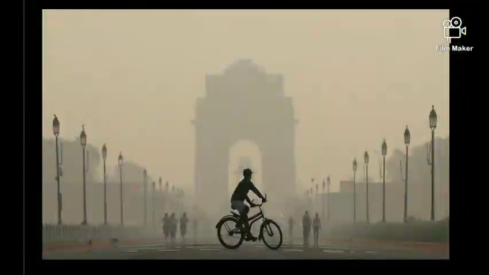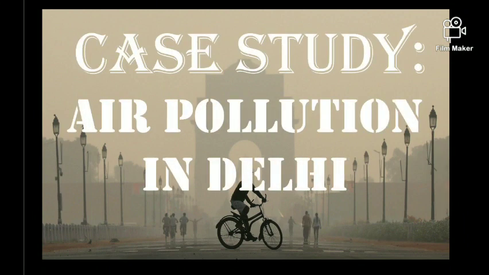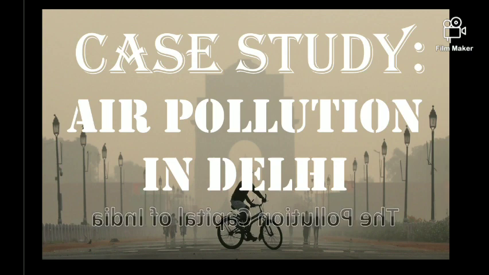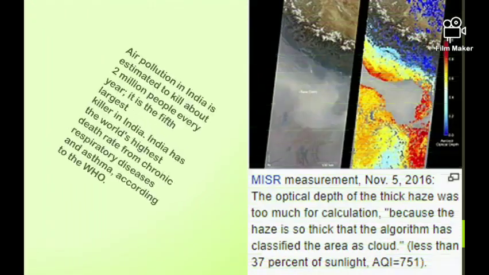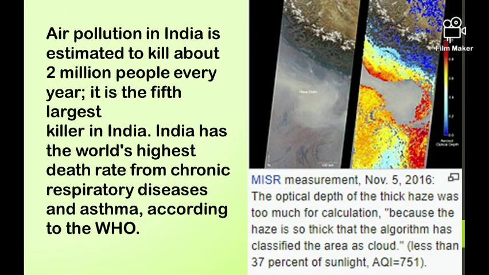Moving on to the case study, air pollution in Delhi. And now I think that Delhi should be better known as the pollution capital of India. Air pollution in India is estimated to kill about 2 million people every year. It's the fifth largest killer in India. India has the world's highest death rate from chronic respiratory diseases and asthma according to WHO.